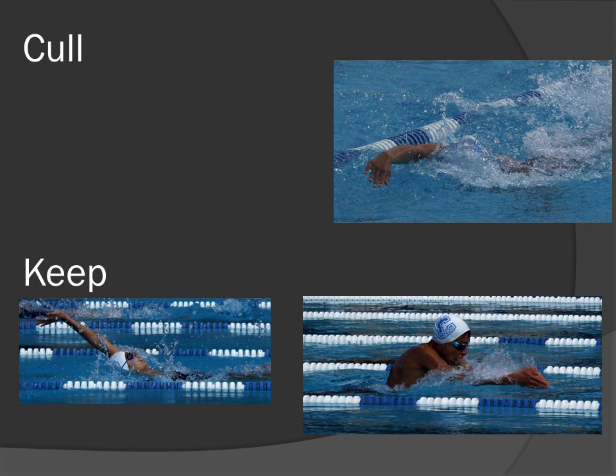Top row. Remember this picture? His face is down in that bow wave. You can't see him. Consider culling it. Bottom row. Backstroke, you can see her face. Breaststroke, you can see his face. Keep them.